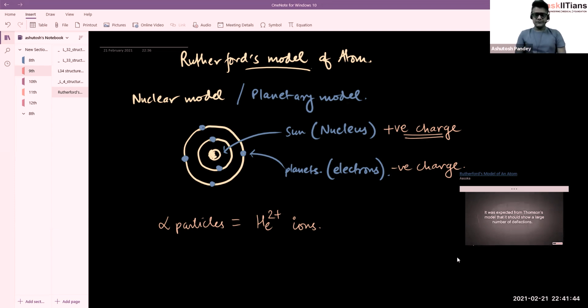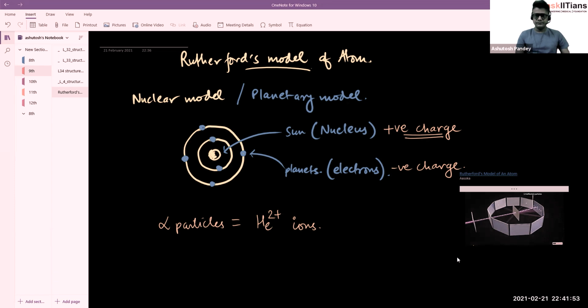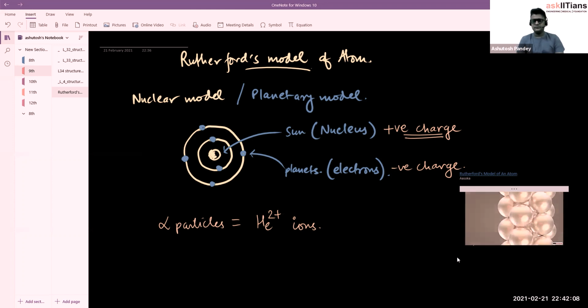observed actually. The detector showed that most of the alpha particles passed through the gold foil as such without showing any deflection. Only a few of them showed deflection in different directions. So very few of them, essentially 1 in 12,000, rebounded back. Such observations led to significant conclusions. Let us see what those were.